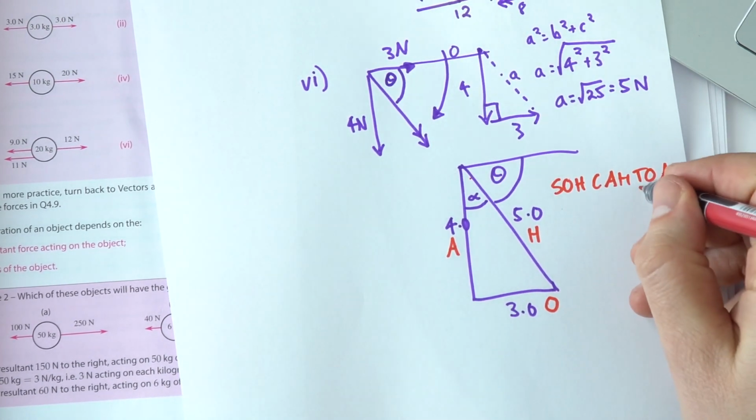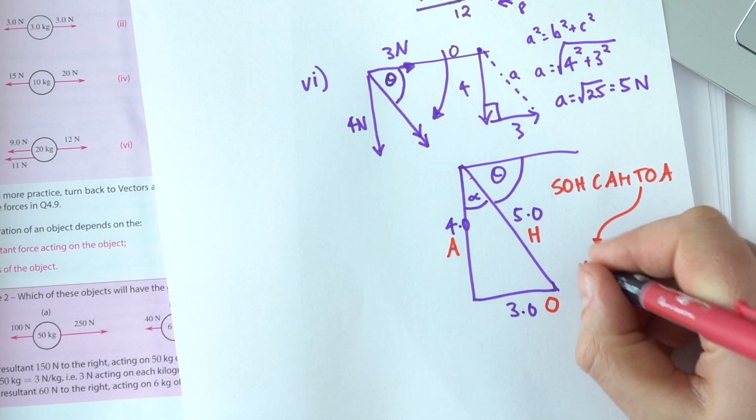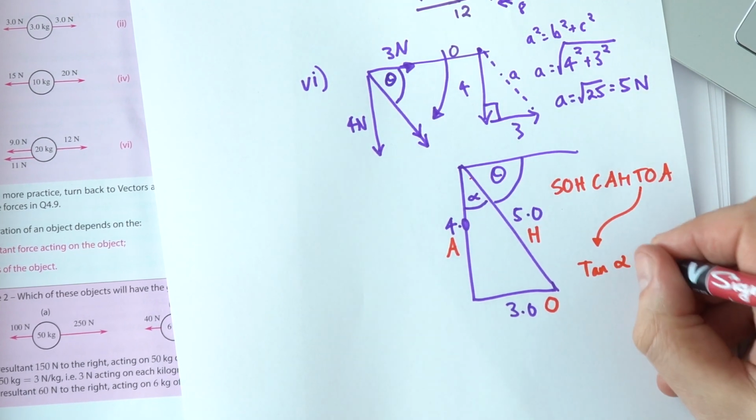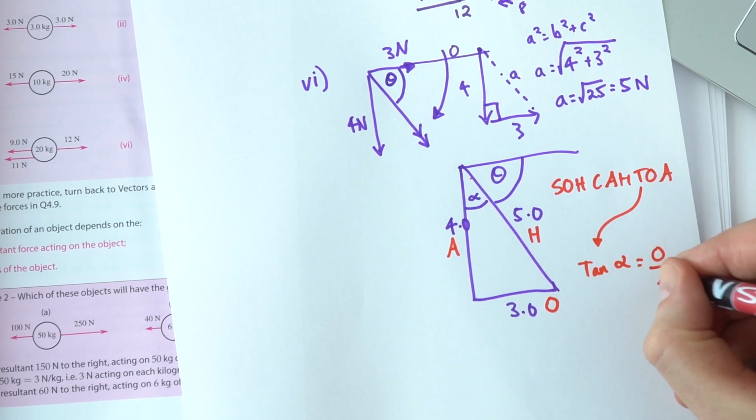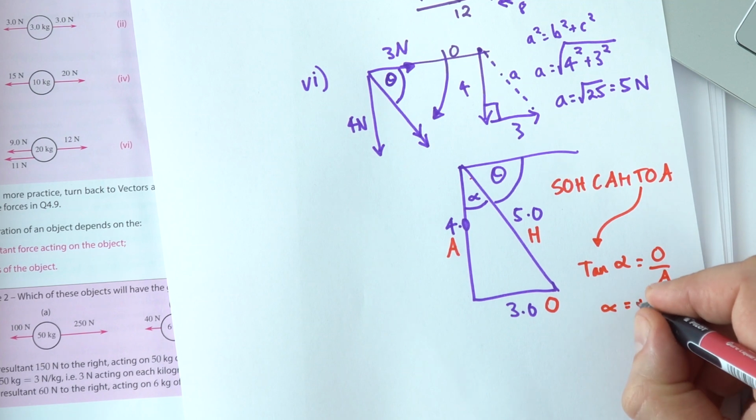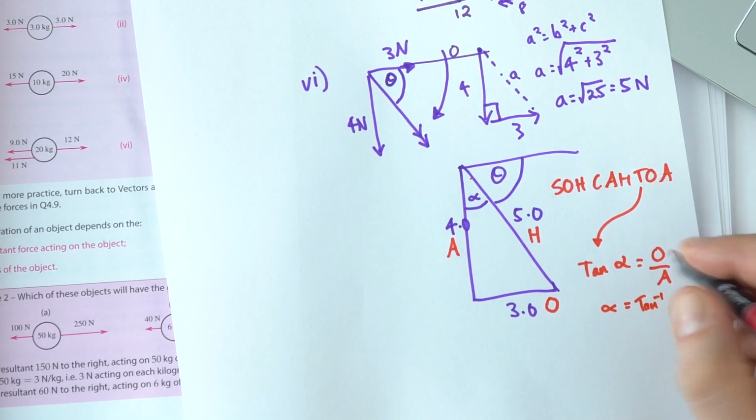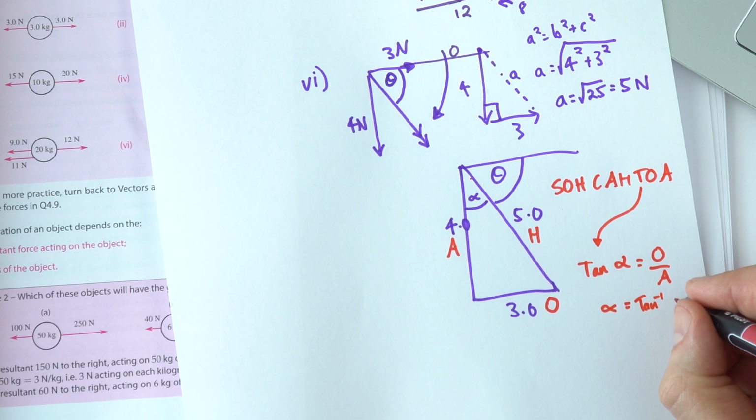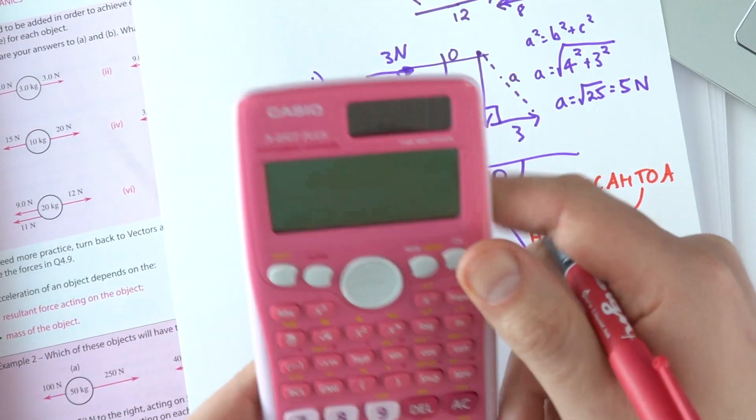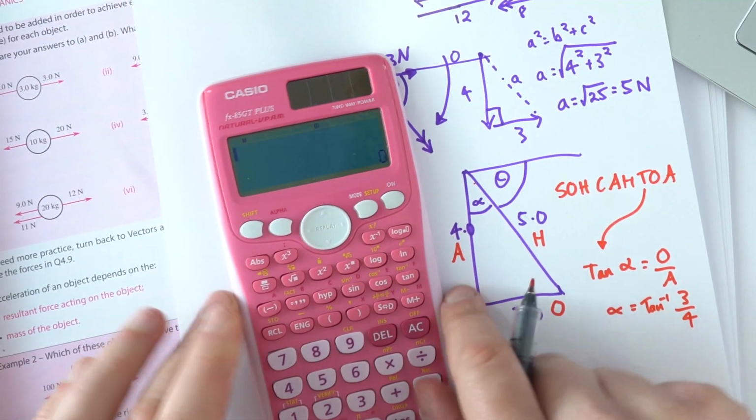I'm going to use tan, and what we can say is that tan alpha, because I've called that angle alpha, is equal to the opposite side over the adjacent side. And that means our angle alpha is going to be the inverse tan of opposite over adjacent, so that's 3 over 4. Okay. Now you might have done this in mathematics. If not, you can always just leave the question.